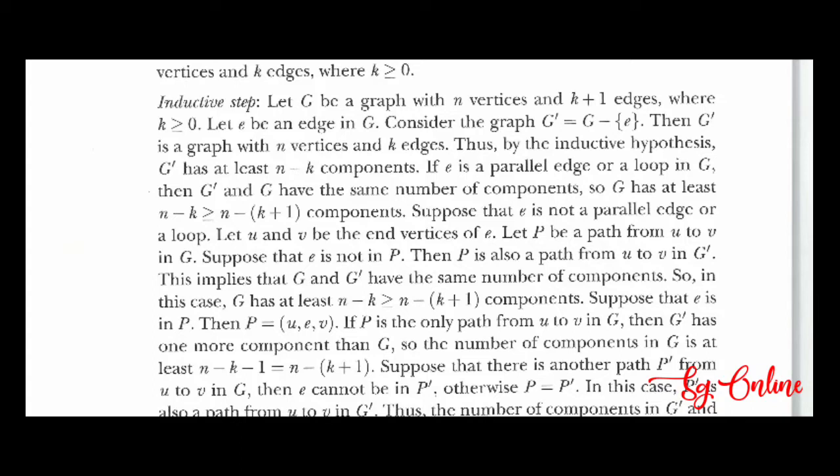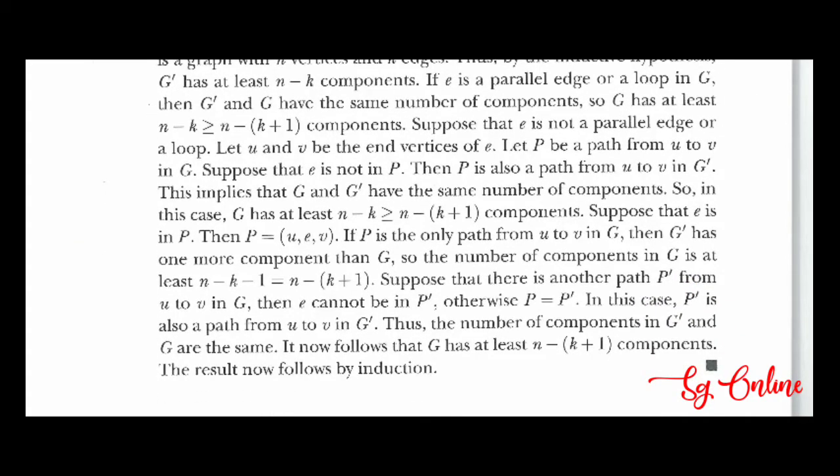That is more than we require, because we require at least n minus (k plus 1), that is n minus k minus 1 components, and we got that there are at least n minus k components. So if the edge that we have deleted is a parallel edge or a loop, then the number of components of the graph is not changed, and that is the same as the original graph, and by the induction hypothesis the number of components in the deleted graph is at least n minus k, and that remains the same for the original graph.